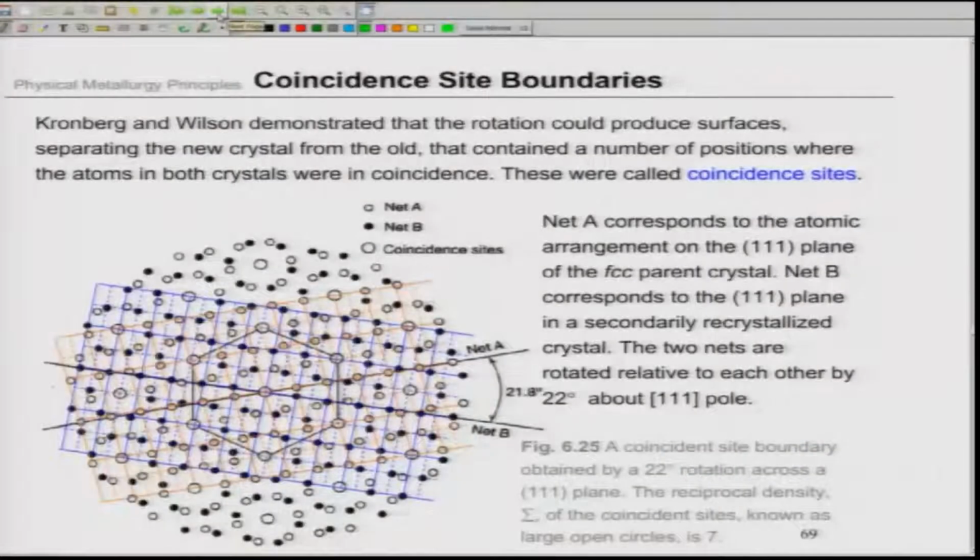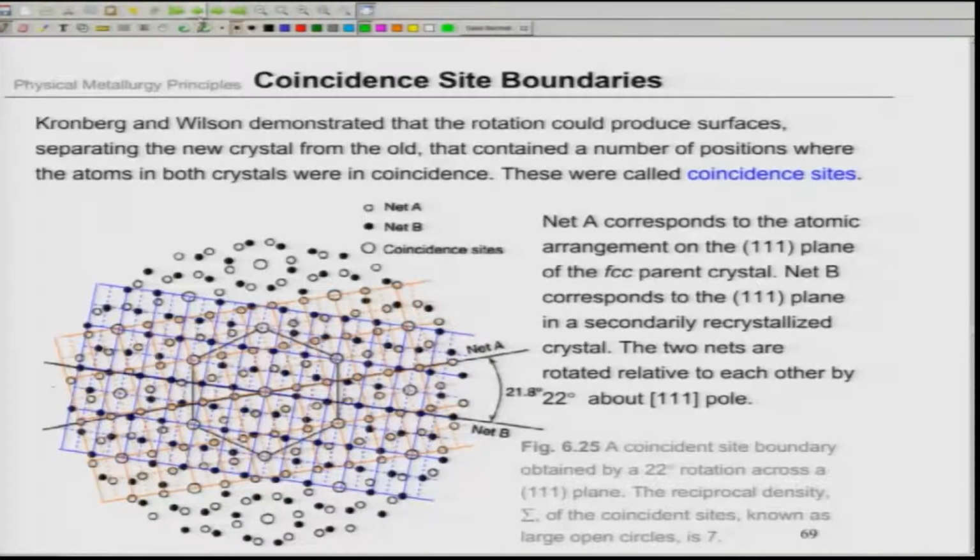Okay. Now, there is another important concept, let me just introduce the concept in another few minutes, and this is basically coming from the book of Reed-Hill, Physical Metallurgy Principles, Robert Reed-Hill. You know, these concepts are actually known as coincident site boundaries. Long back both Kornberg and Wilson showed that the rotations can produce surfaces separating the new crystal from the old that contain a number of positions where atoms in both crystals were coincident.